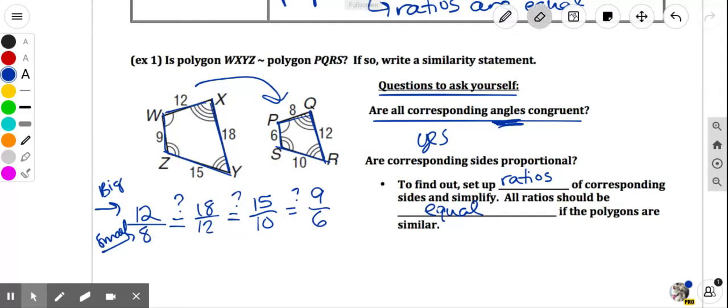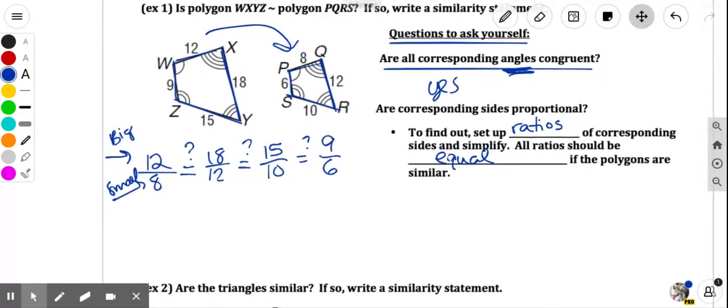All right, so now what we have to do is simplify these ratios. You could simplify them as fractions, just how you reduce a fraction, or if you really wanted to, you can make them decimals. It technically doesn't really matter. So 12 and 8 are both divisible by 4, so that's going to be 3/2. 18 and 12 are both divisible by 6, also 3/2. So we're looking good so far.